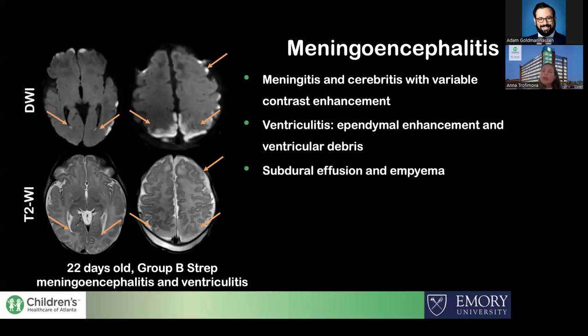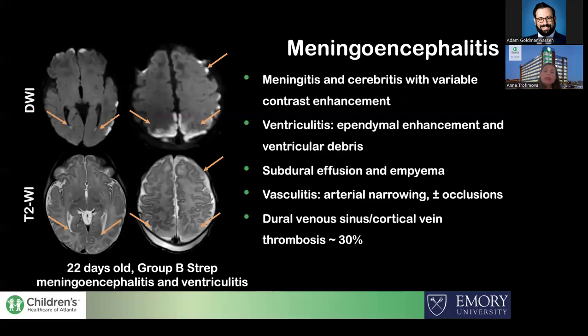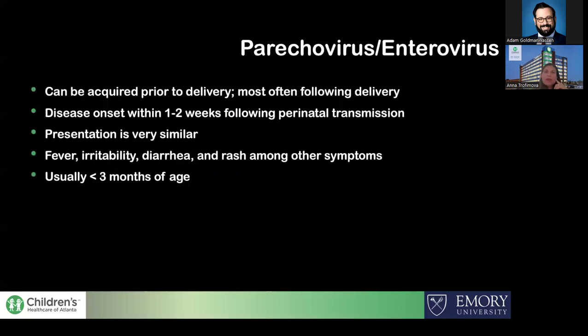Other findings may include subdural effusion and empyemas, associated vasculitis, as well as related dural venous sinus thrombosis or cortical vein thrombosis, and related to that, arterial and venous infarction. So overall, of course, a very large spectrum of manifestations that we can see intracranially in this group of disorders.